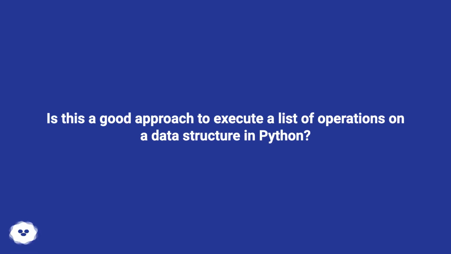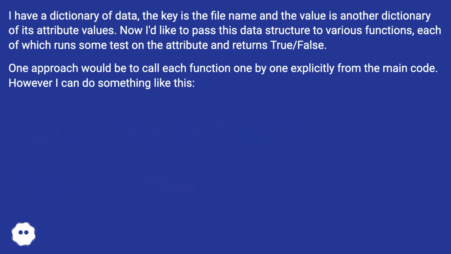Is this a good approach to execute a list of operations on a data structure in Python? I have a dictionary of data. The key is the file name and the value is another dictionary of its attribute values. Now I'd like to pass this data structure to various functions, each of which runs some test on the attribute and returns true/false. One approach would be to call each function one by one explicitly from the main code.